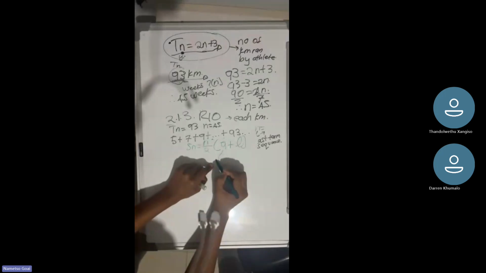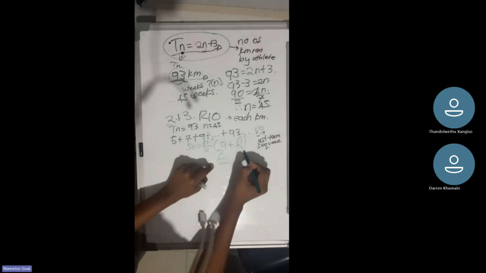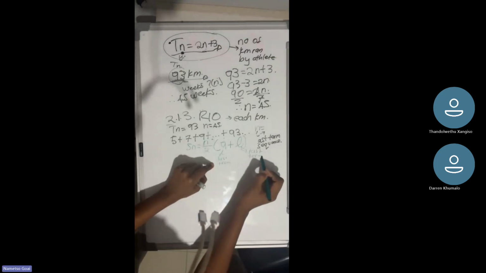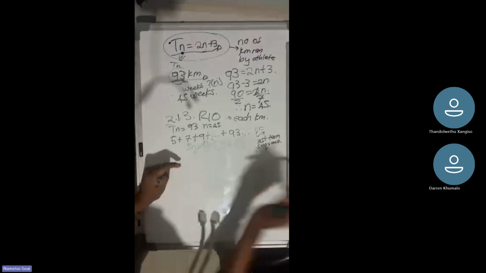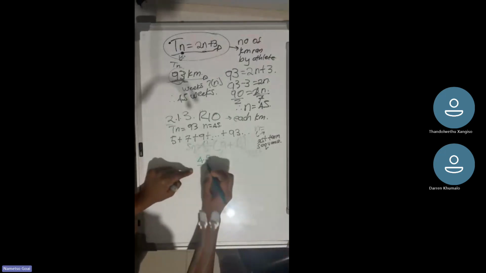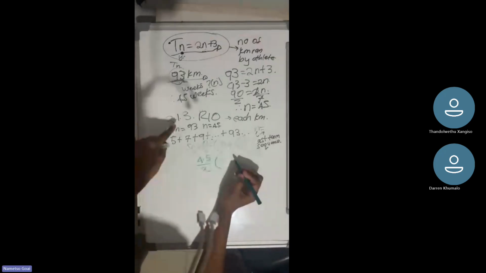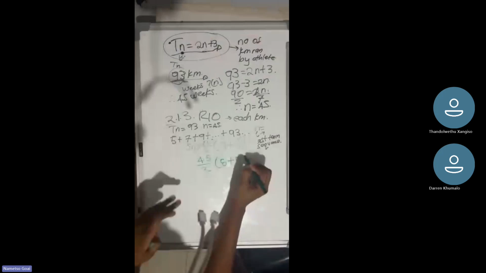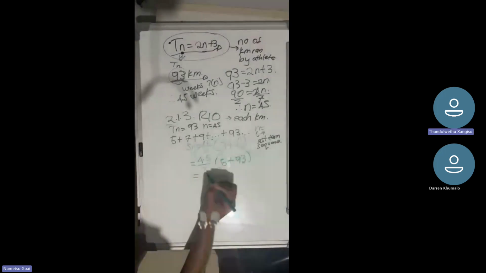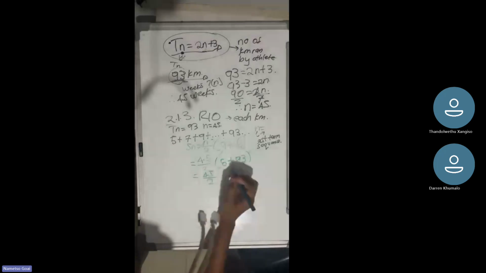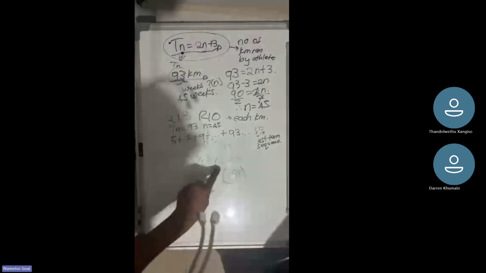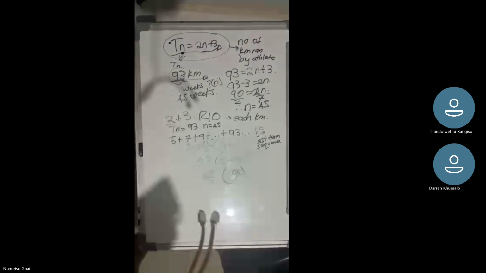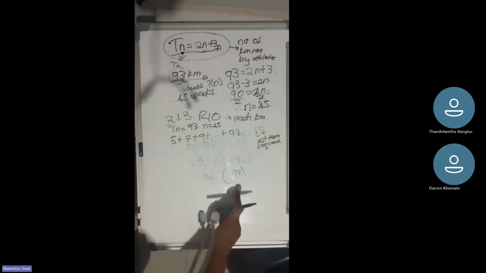It's A. We know that A is the first term, and L will be your last term, and then your n is going to be your 45. So instead of what we just did, we're going to have 45 divided by 2 all into, what is our A? 5. So 5 plus 93. So it'll be 45 over 2 all into 98, because it's 93 plus 5, remember? If you say 93 plus 5, it'll give you 98.